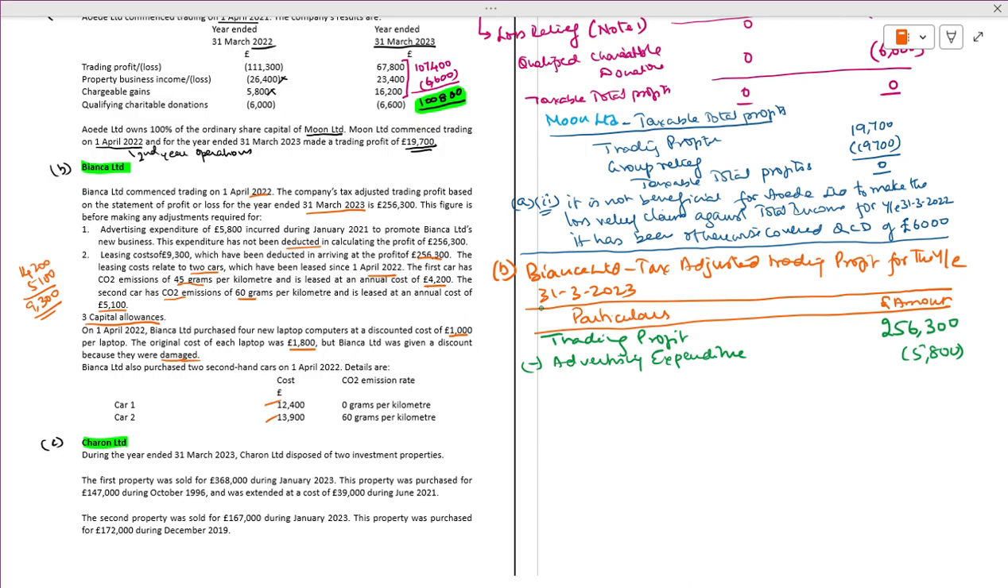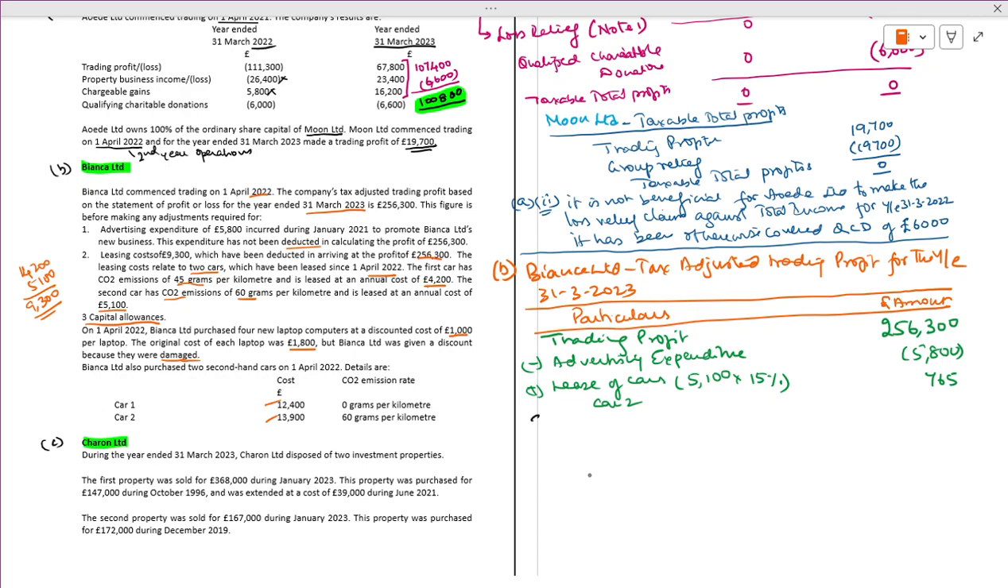They have two cars on lease. How much is there? The first one is 4,200. The second one is 5,100. Okay, lease of cars. We have to make the disallowance on car 2, which is 5,100. What percentage has been given? 15%. 15% of 5,100 is 765. Okay.